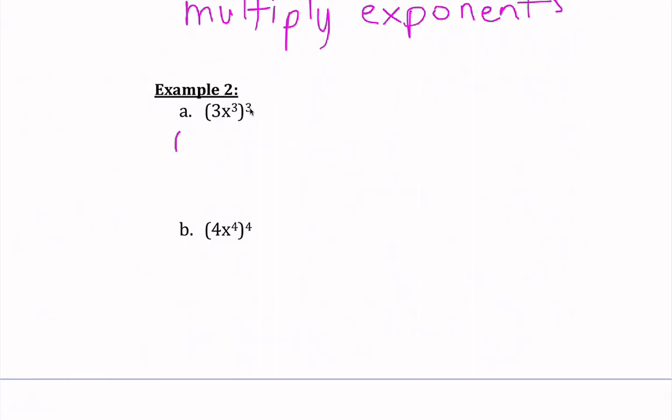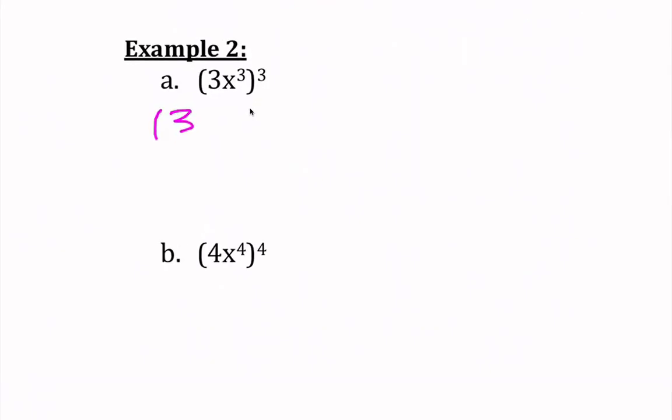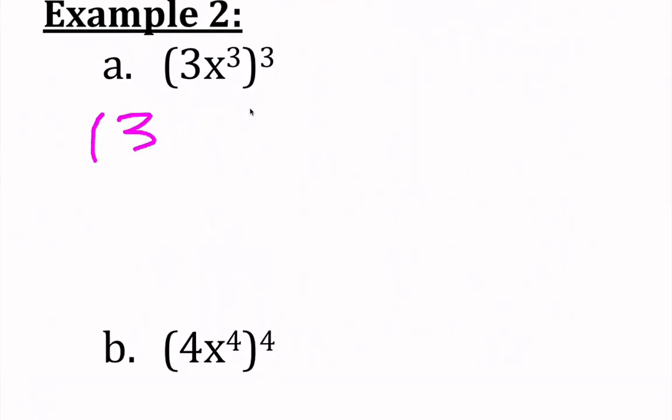So I'm going to take that 3 in parentheses and raise it to that exponent that was on the outside. So 3 to the third power. Okay, now this exponent also belongs to this x. Well, notice this x already has an exponent, so we have an exponent on top of an exponent. This parentheses is a reminder that we should multiply. So 3 times 3 is 9.